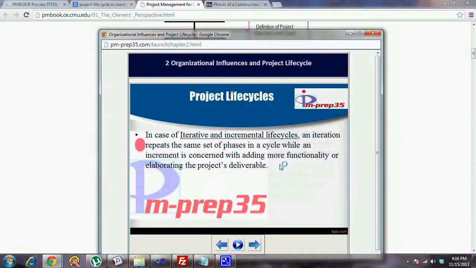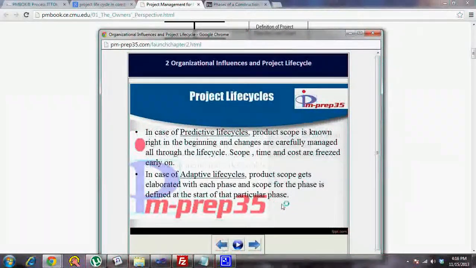An iteration repeats the same set of phases in a cycle, while an increment is concerned with adding more functionality or elaborating the project's deliverable. So for an iteration, you have a set of phases, you repeat that, you get a deliverable out. Now the next iteration or the next increment, you follow the same iteration, but then you have another set of features added at the end of that particular increment. So these are called incremental and iterative life cycle, which is characteristic of adaptive life cycles.